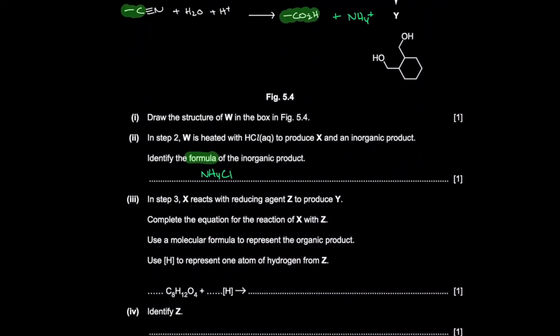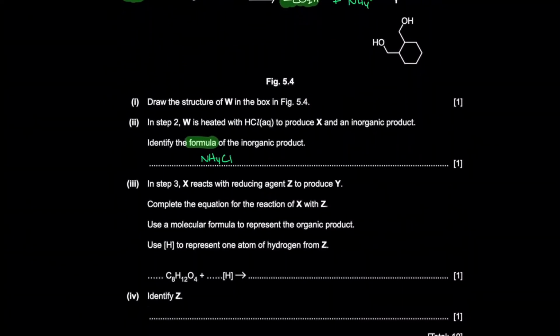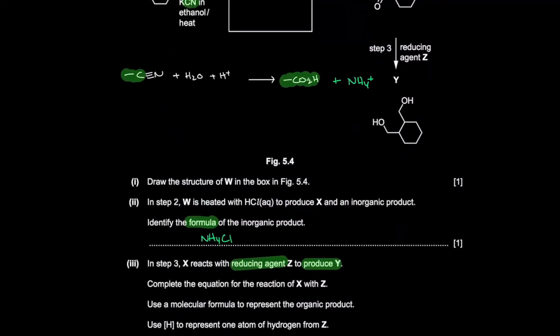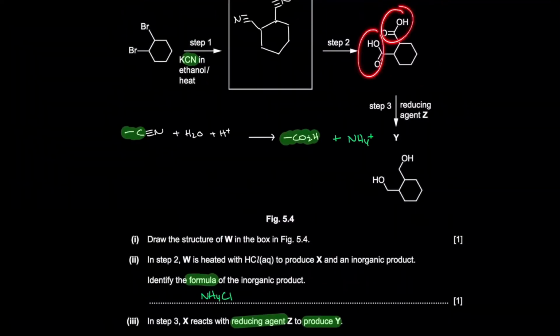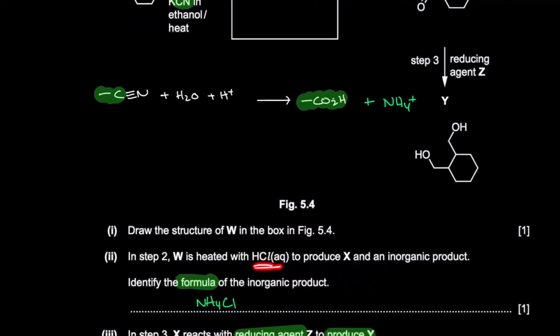In step 3, X reacts with reducing agent Z to produce Y. What's happening here is that a carboxylic acid is being reduced to a primary alcohol. Why chloride? Because you have HCl. So instead of H plus, you would have Cl. So ammonium chloride.